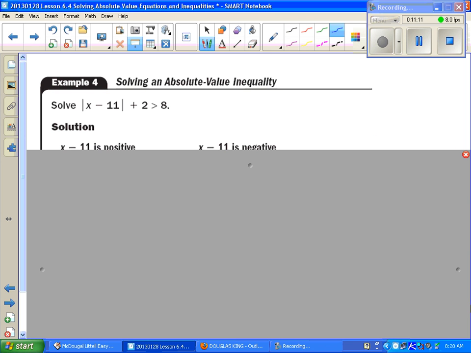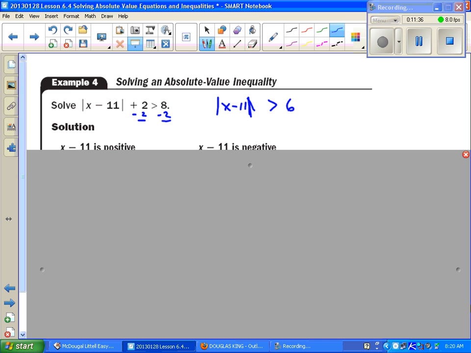Example 4, solve the absolute value of x minus 11 plus 2 is greater than 8. Just like on the equations, you want to get the absolute value isolated on one side of the inequality. So the first thing you're going to want to do is subtract 2 on both sides before you try to do anything else. That'll leave you with the absolute value of x minus 11 is greater than 6.